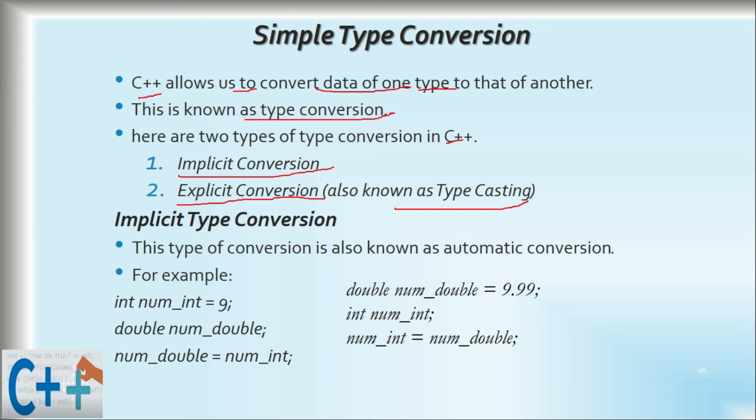Implicit type conversion. This type of conversion is known as automatic conversion. For example, int num_int is equal to 9, double num_double is equal to num_int. This is cast and changed to this one. For example, double 9.99, int num_int is equal to num_double, meaning this value is given to this integer value. Yes, this is implicit conversion.